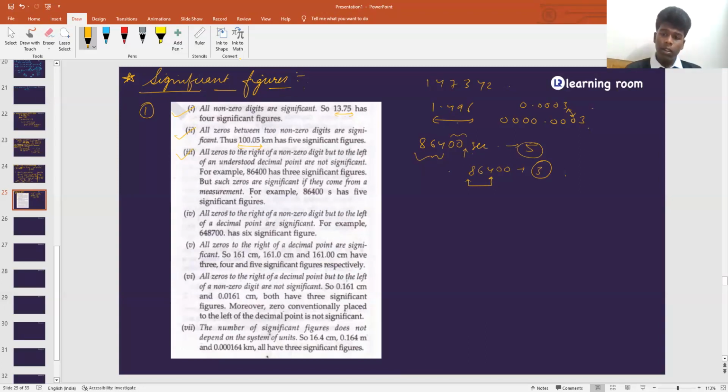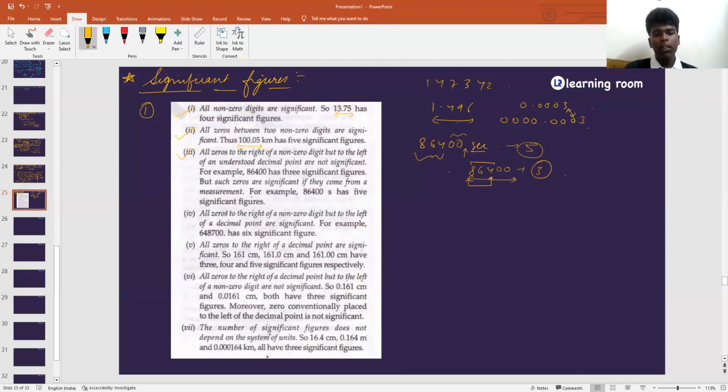If the decimal is not there, you don't have to count the zeros after the non-zero digit. Sir, I have a doubt. Go on. Sir, is 86400 without seconds significant or not? So if we are not considering the seconds, we are just writing 86400 with no decimal, only 3 significant figures will be there.